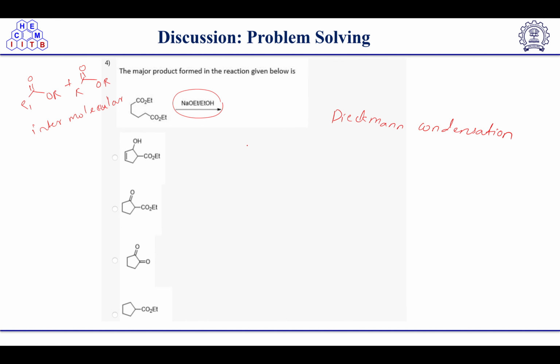So we will solve the mechanism here. First, what will happen? The proton abstraction will take place either from here or from here. Okay. So I am taking the proton abstraction here from this side. Okay. So you can take up the proton from any of the carbons and check the different type of product if possible in this case. Okay. So if proton abstraction takes place, it will look like this one. Correct?